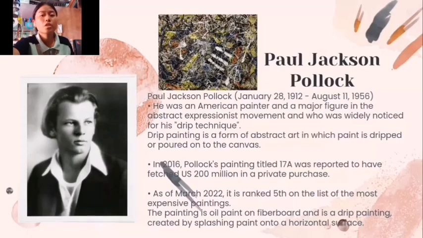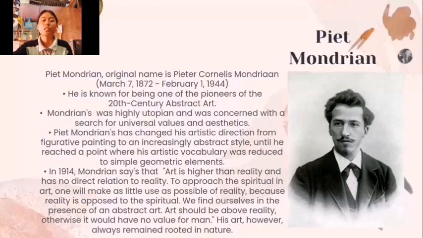Piet Mondrian, original name Pieter Cornelis Mondrian, was born on March 7, 1872 and died on February 1, 1944. He is known for being one of the pioneers of 20th century abstract art. Mondrian was highly utopian and was concerned with a search for universal values and aesthetics. Piet Mondrian changed his artistic direction from figurative painting to an increasingly abstract style, until he reached a point where his artistic vocabulary was reduced to simple geometric elements.